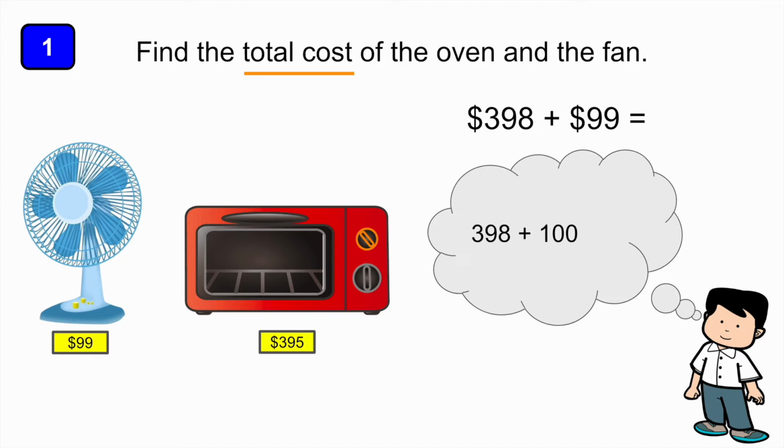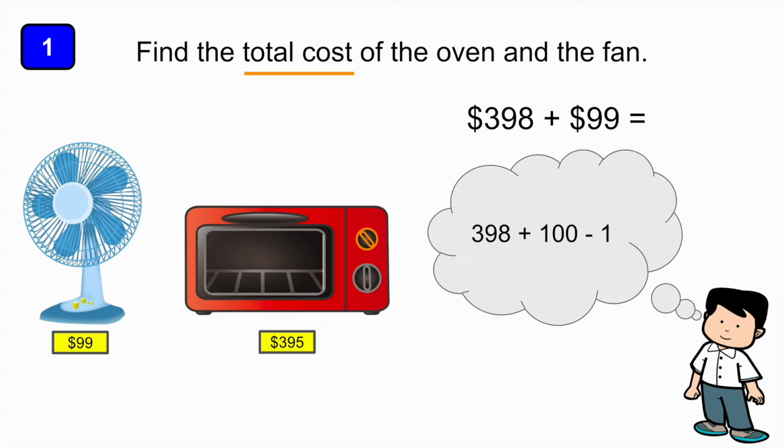Now, if I solve 398 plus 100, it means that I'm actually adding one too many dollars, right? Because I wanted to add $99, not 100. So in order to make it right in the end, I would need to take $1 away. Because if I add 100, that's one more than 99. And I would want to take that away in the end so that I'm actually only adding $99.